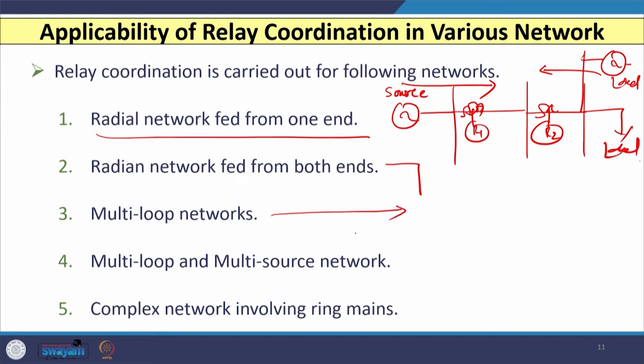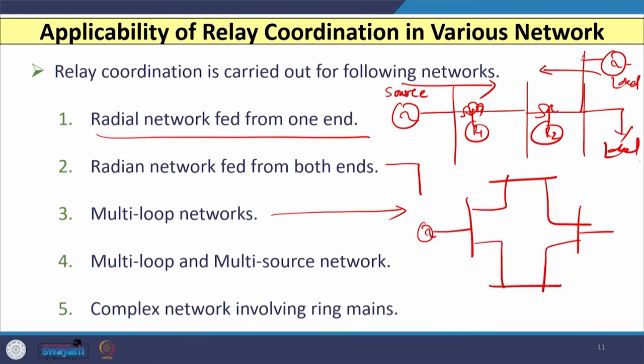We do have multi-loop and multi-source networks, which is also possible. So, we have a network, let us say like this, where you have the source and several lines connected, and you have the load available at other buses like this. This is nothing but your multi-loop, multi-source network. Maybe you can connect a source here also, and you have the relays available at all these points. These are the locations of relays. On each feeder 2 relays are there, 4 feeders are there, so 8 relays are there. And some more complex networks like a ring network are also there, where we also need to carry out the coordination of relays.